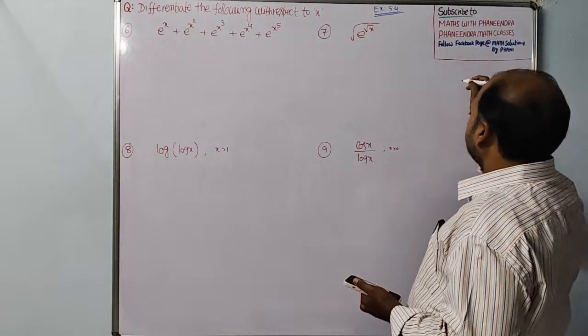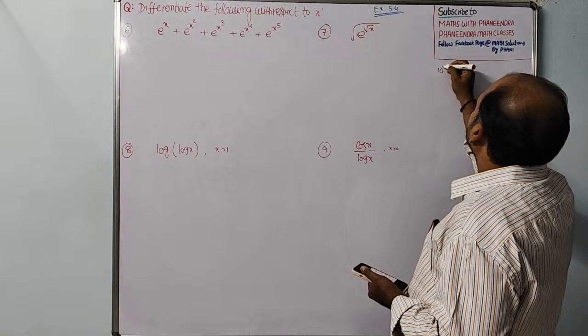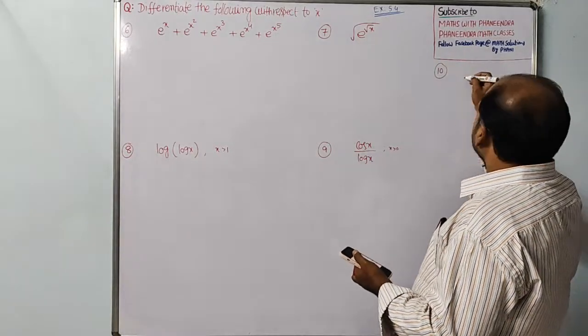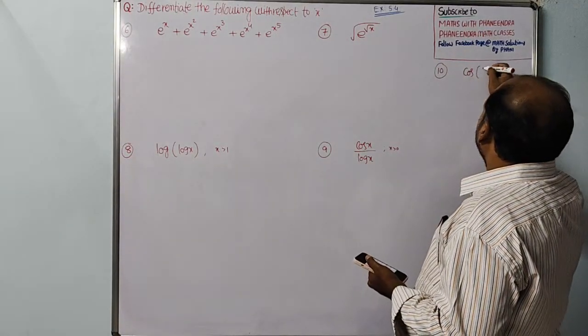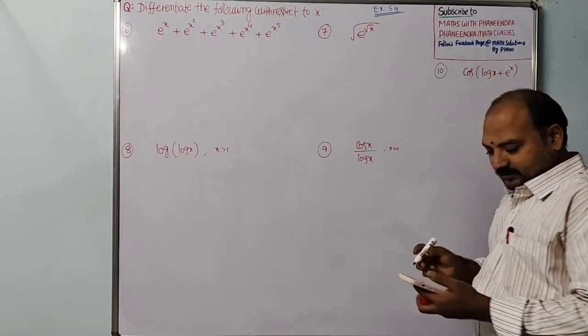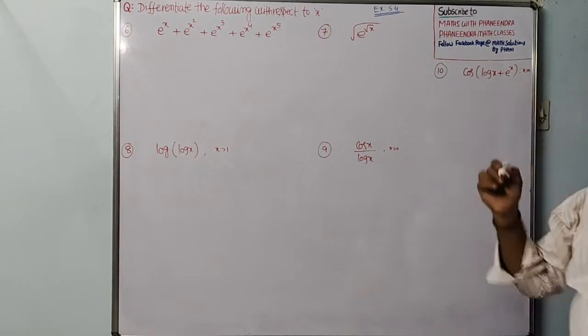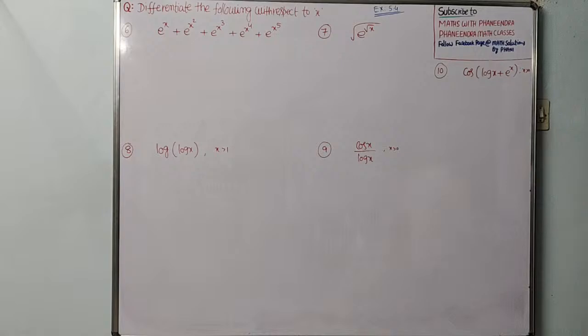Next question number 10. Cos of log x plus e power x, when x is greater than 0. Why? Because logarithms involved means x is always greater than 0. It should be.